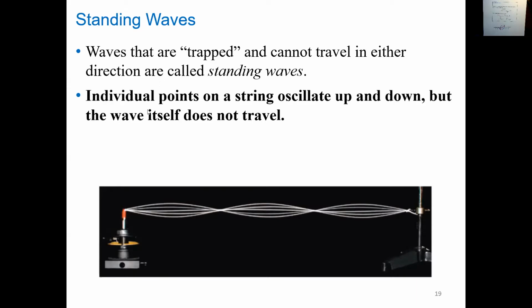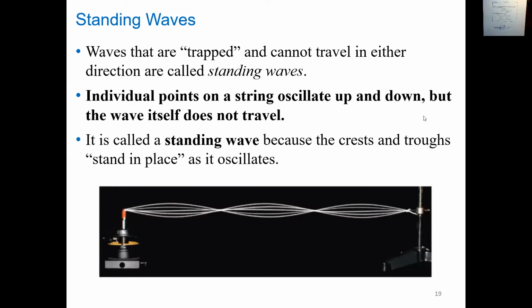Okay, so the individual points on the string travel up and down, but as far as we can tell, our wave is not really moving anywhere. Our nodes stay nodes, our antinodes stay antinodes along the way. And so it's called a standing wave because it appears like the crests and troughs are standing in place as it oscillates.